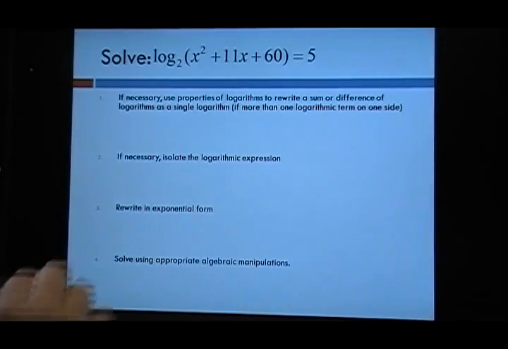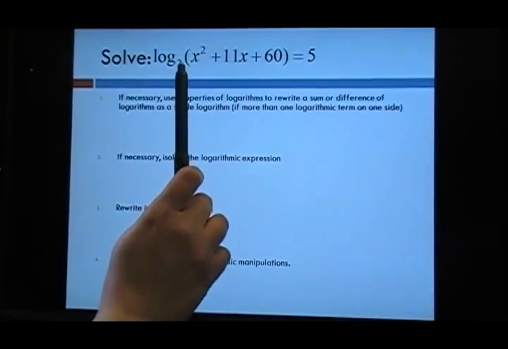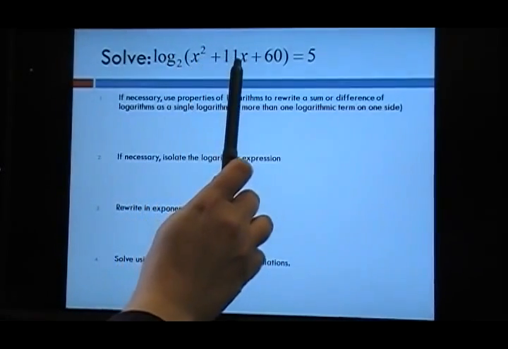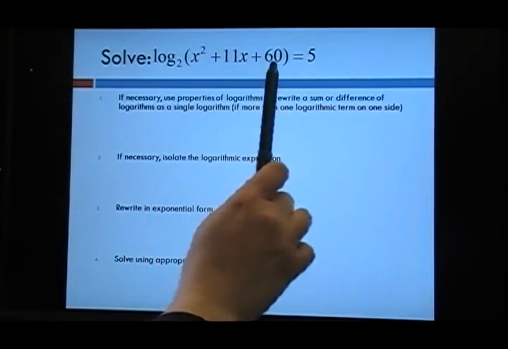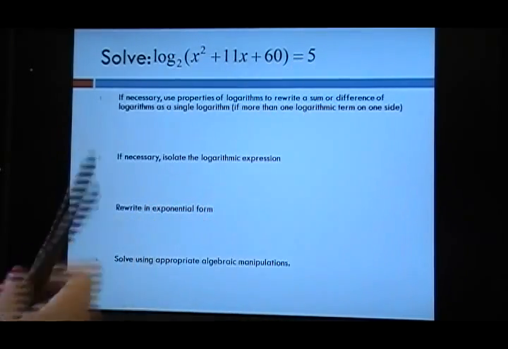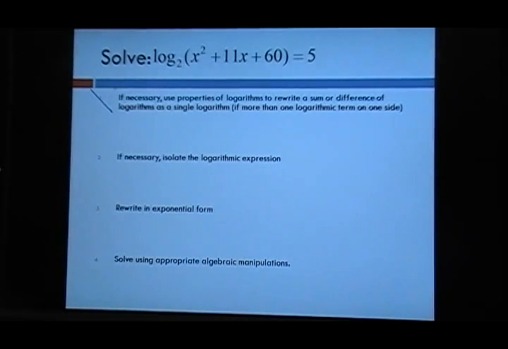Okay, so this one, log base 2 of x squared plus 11x plus 60 equals 5. So we have log of something equals a number. So it's not going to be necessary to get it as a single log because we already have that. It's not necessary to isolate the logarithm because it's already by itself. So now we can go straight into rewriting it in exponential form.